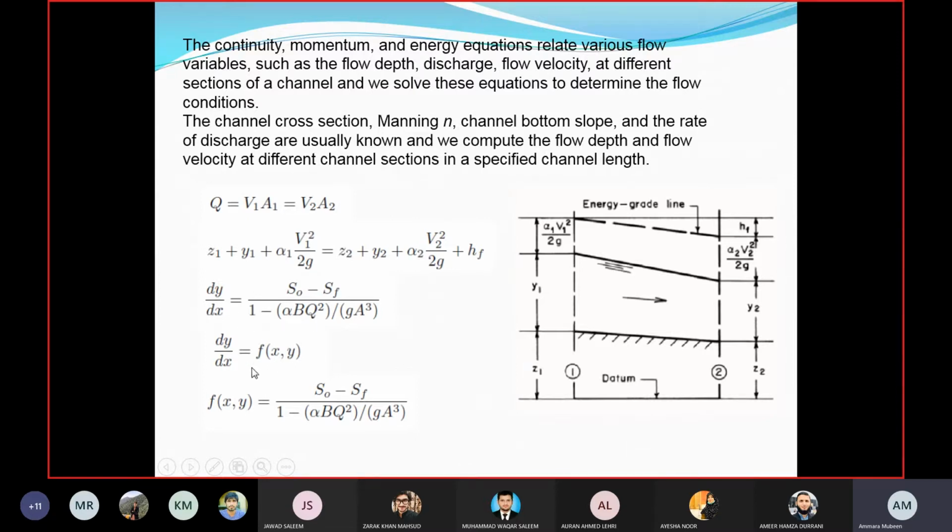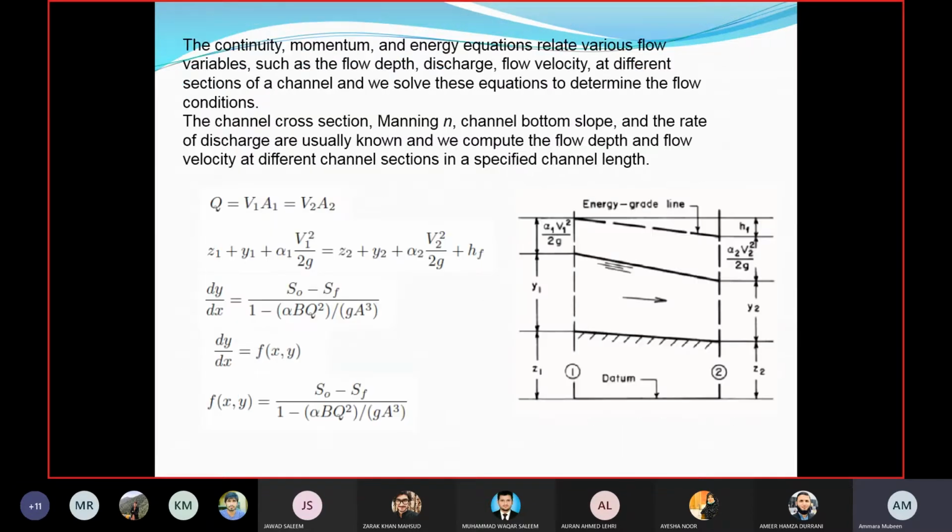As the right hand side of this equation is a function of x and y, we can call dy by dx a function of x and y. Our aim is to find out the depths of the water surface profile. The same equation can be written as function of x and y equals S naught minus Sf over 1 minus Froude number square.